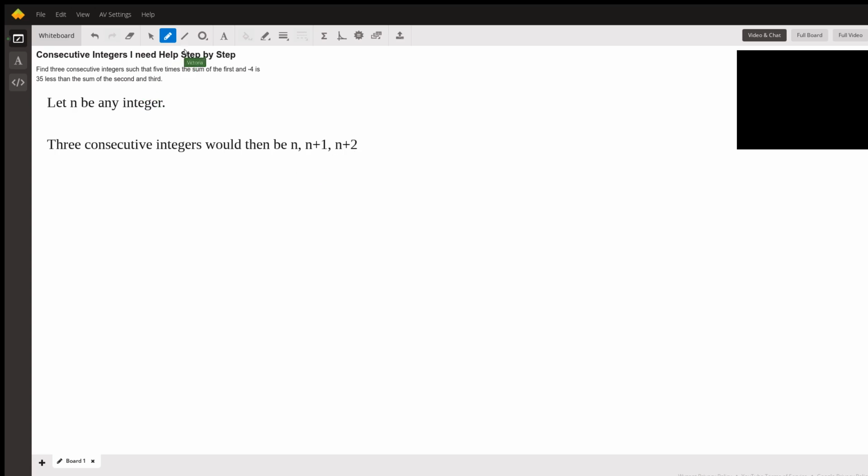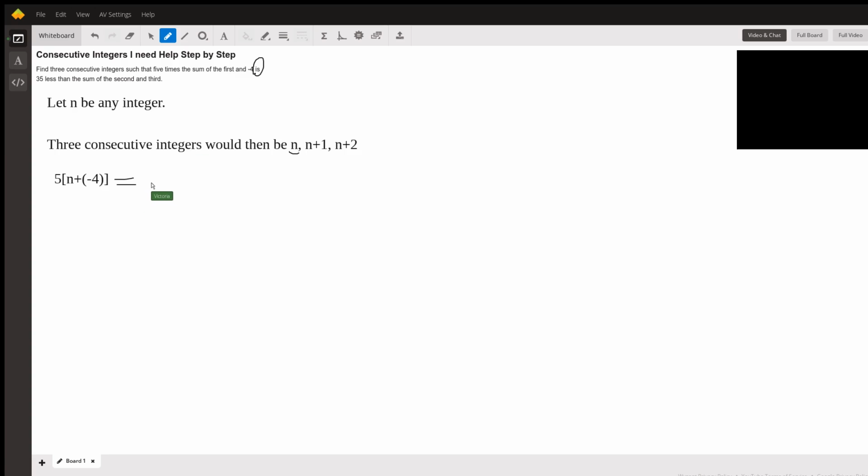Okay, so then we need 5 times the sum of the first, which is n, and -4. So that's that sentence. Do you see that? 5 times the sum, so that's this plus, of the first integer, which is n, and -4 is, every word problem when it says is an equal sign.